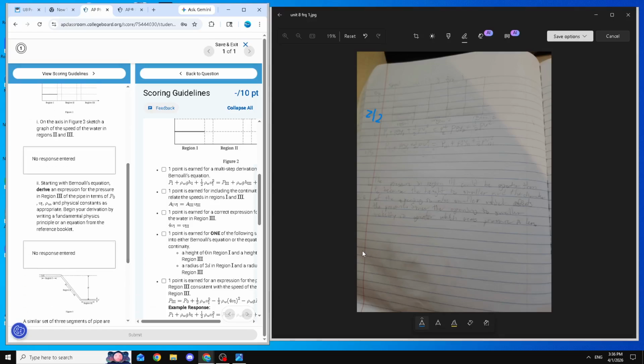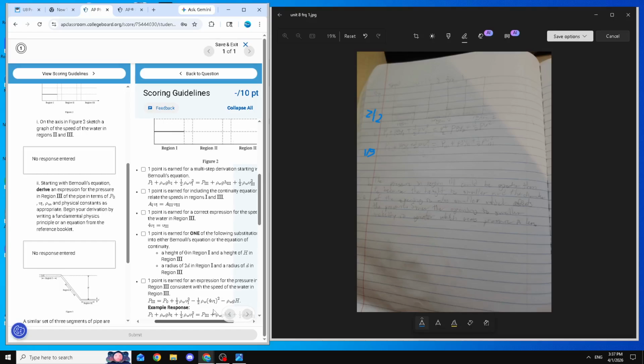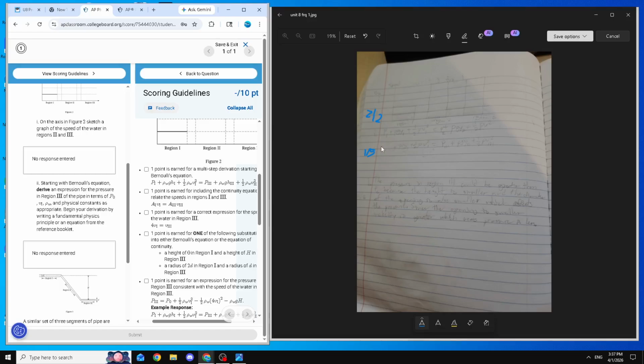Part B-I is asking us, starting with Bernoulli's equation, to derive an expression for the pressure in region 3. I only got 1 out of 5 because I got 1 point for using Bernoulli's equation, but I didn't know how to solve it. In order to solve it, we need to find V, so you can use the formula A1 times V1 is equal to A3 times V3, and A is pi r squared.